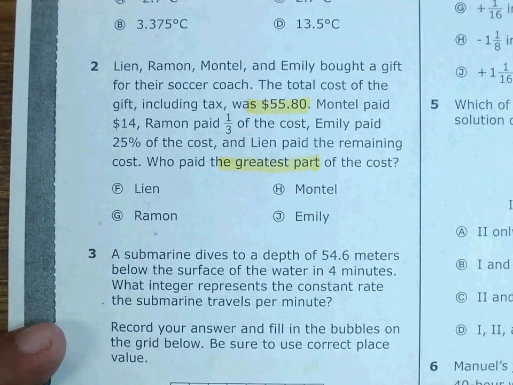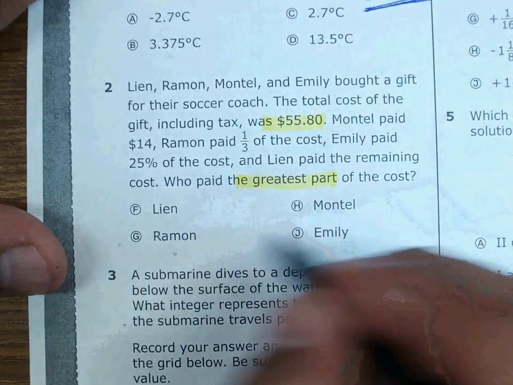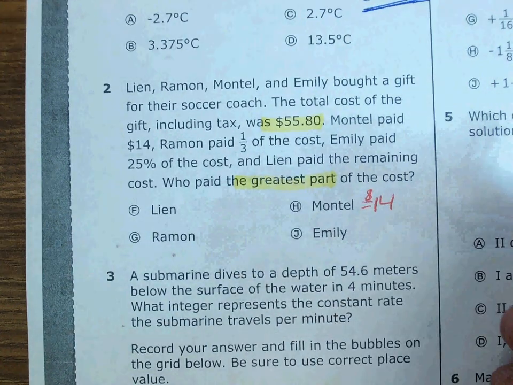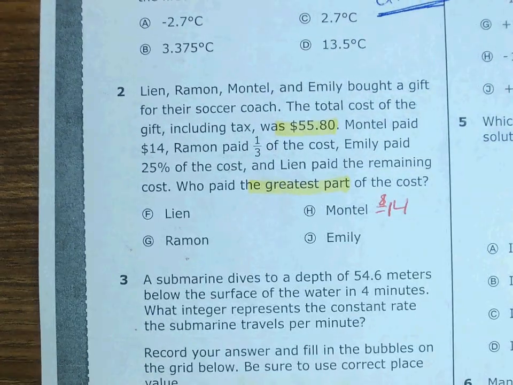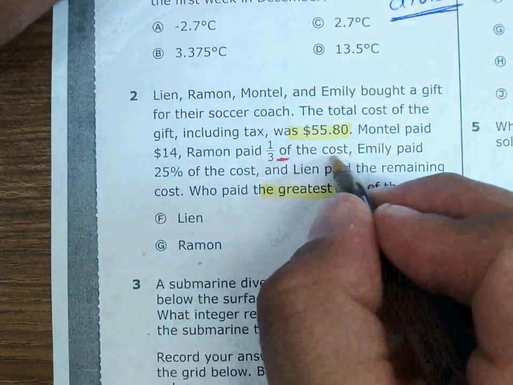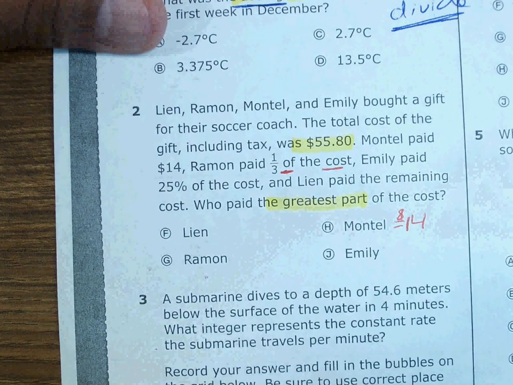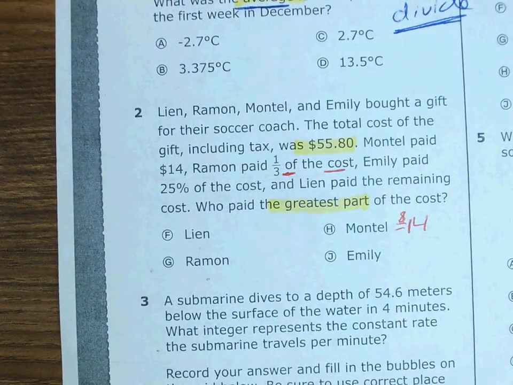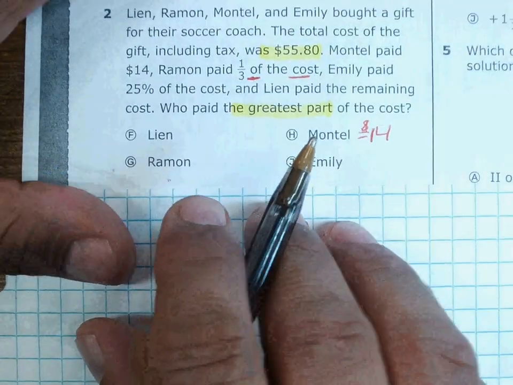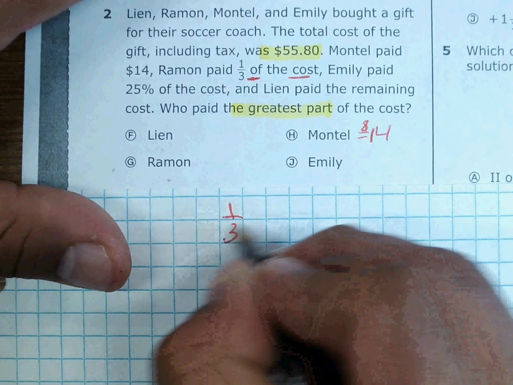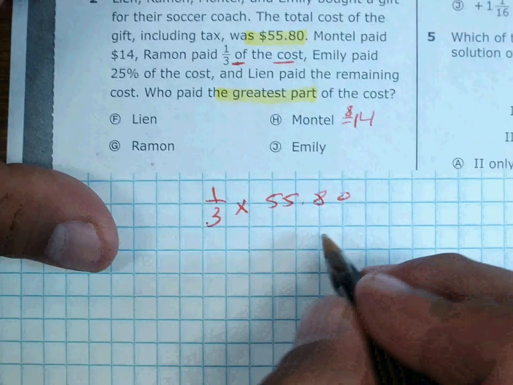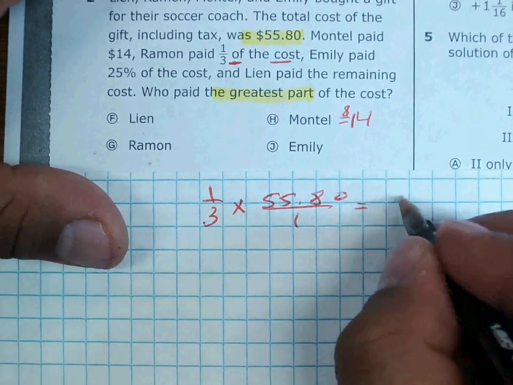And we know what Montel paid, so I'll put here Montel. He paid $14. Okay, that's what he paid. And so we've got to find out what Ramon paid. He paid 1/3. 1/3 of means multiply. 1/3 times the cost. I'm going to do this on a separate sheet of paper. So then 1/3 times the cost. So we're going to put there 1/3 times $55.80. We can put a 1 at the bottom so we can multiply across.